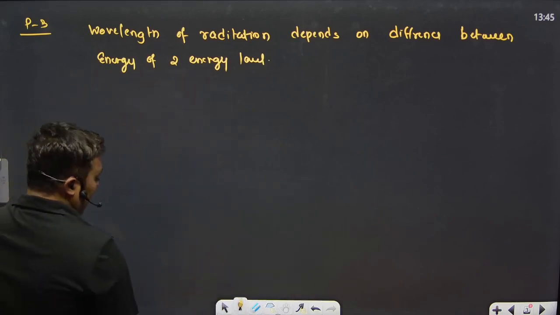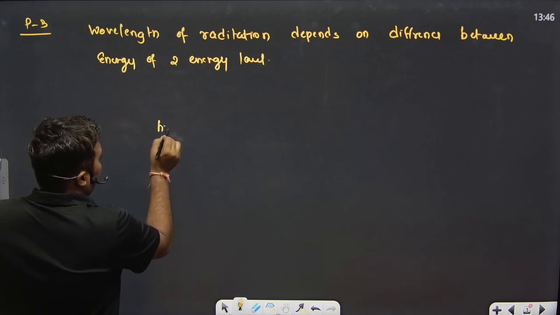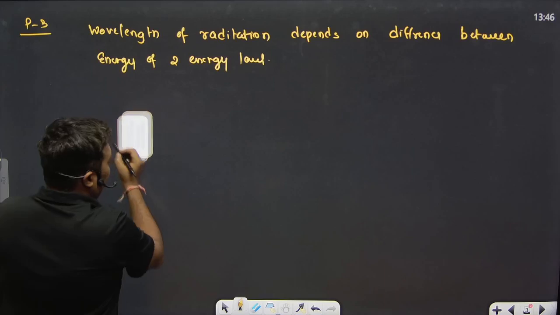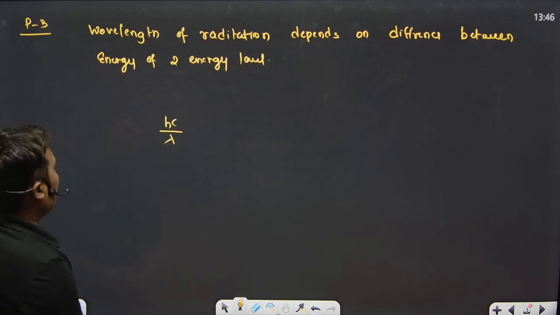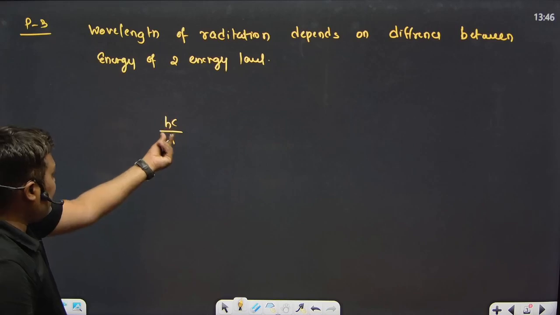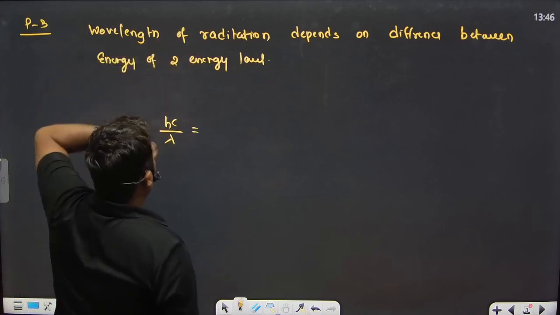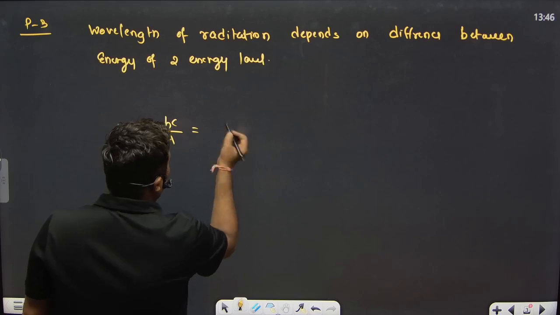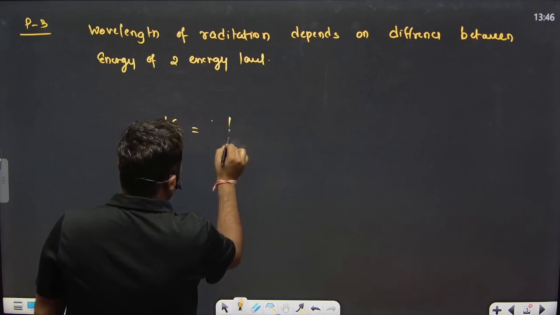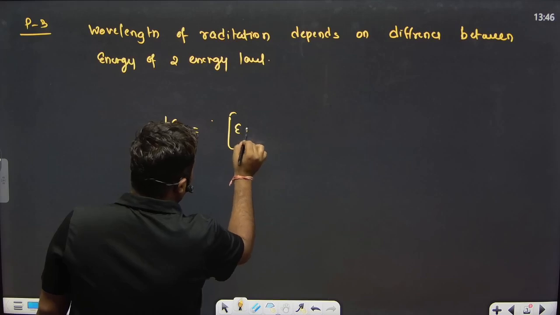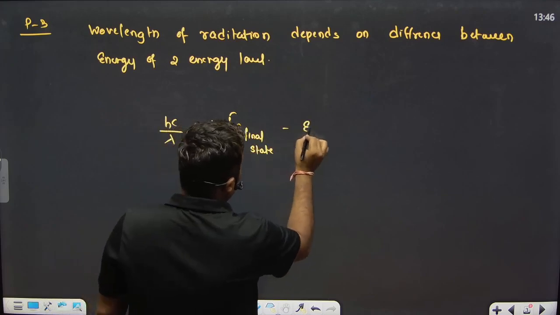What is the formula for that, sir? How are we going to calculate? Simply we will apply a formula. Energy of radiation is how much? We have a formula for this, hc upon lambda. That is the basic formula that we use from the Planck theory. Energy of radiation is hc upon lambda. Now, according to this theory, this depends on the difference in the energy level. So we'll simply write energy of final state minus energy of initial state.